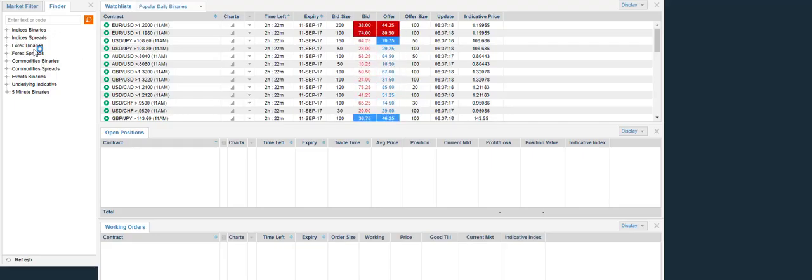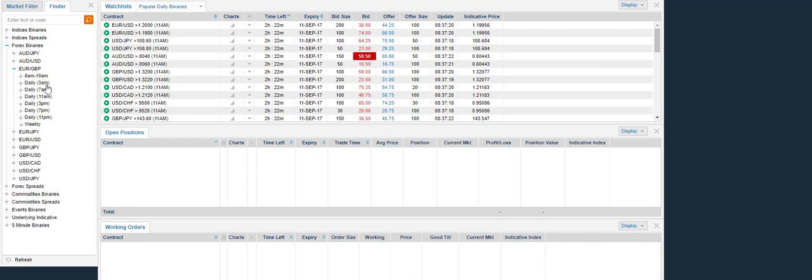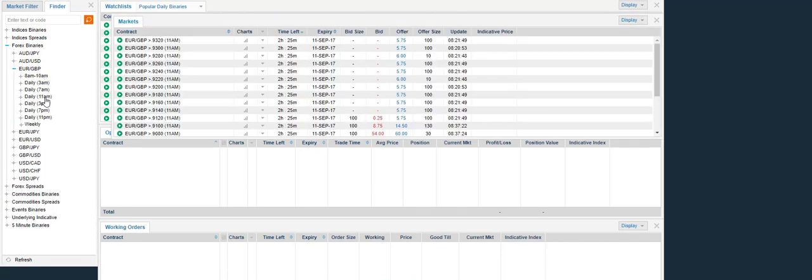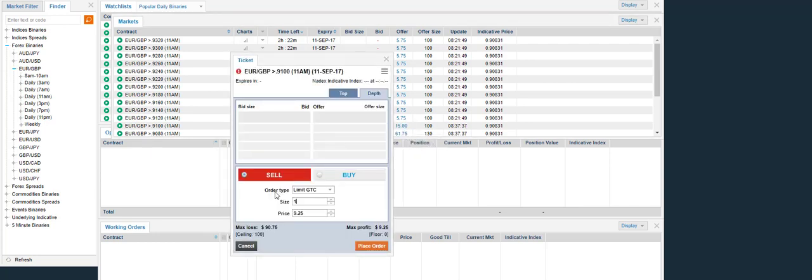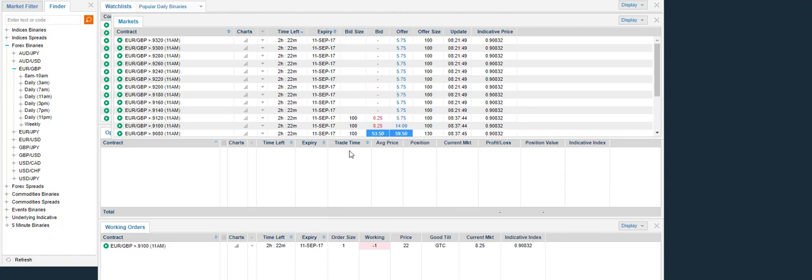So let's just get over to here, go to Forex binaries. Euro Great Britain pound. We're going to do the daily 11 a.m. 91.20 on the sell. So we're going to come down to 9100. I don't see it there because there's nothing at 9100, but what I'm going to do is do a 9100 working order for $22 at this point. And that's what I'm going to hang on to. That's what I'm going to hang my hat.